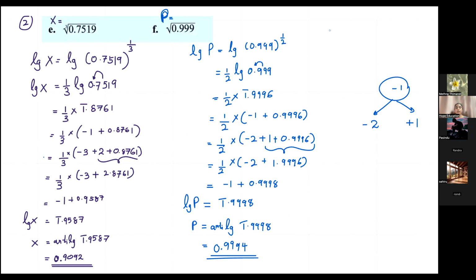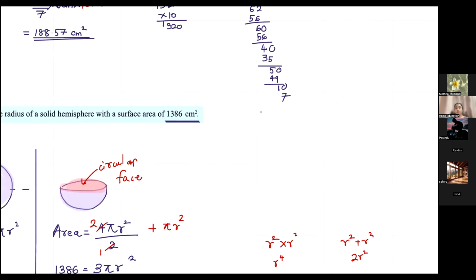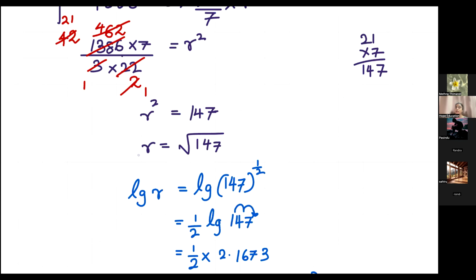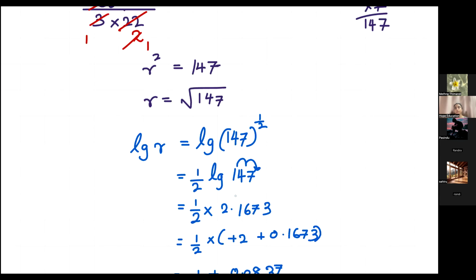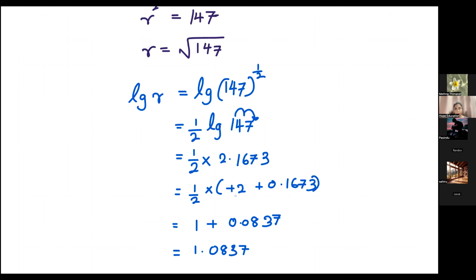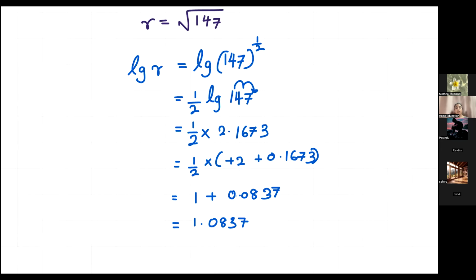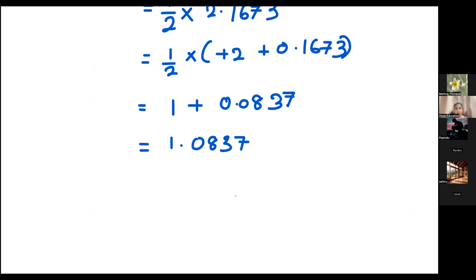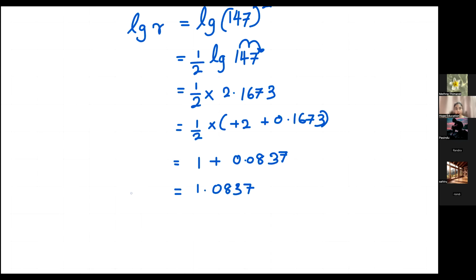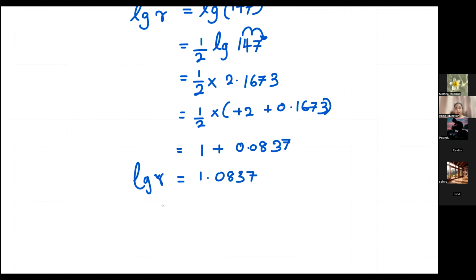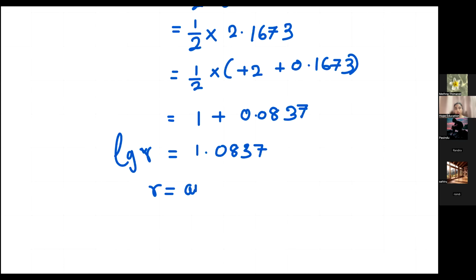So it's the same thing here. Here I need to find the root of 147. I need to put a letter, because the letter is already there. So I convert the same thing to logs. That same thing I do. Okay? Okay, now this is okay. So this is still log r. I need r. R is the anti-log of 1.0837.